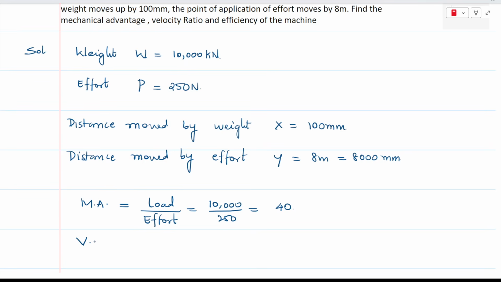Next is velocity ratio. Velocity ratio is given by distance moved by the effort divided by distance moved by the load, that is y by x, which is 8000 divided by 100, which is equal to 80.